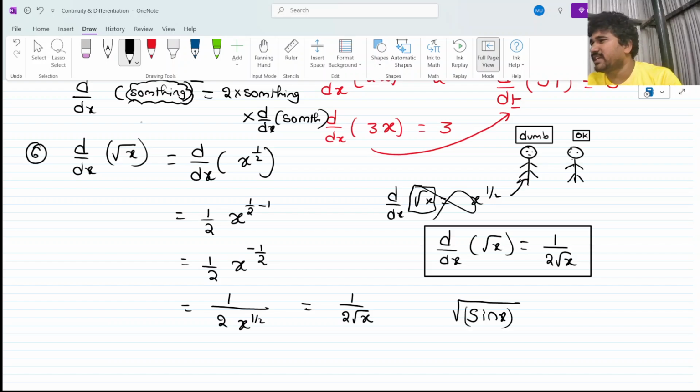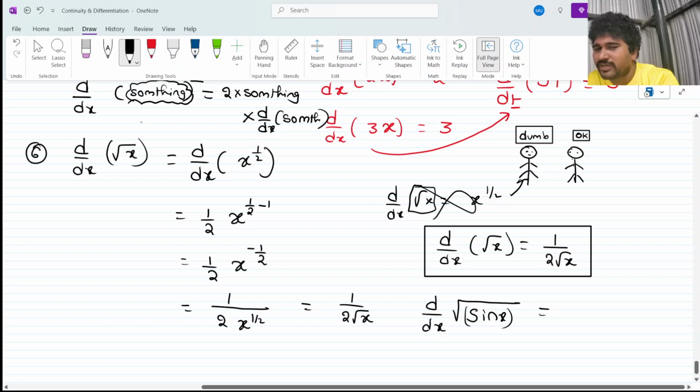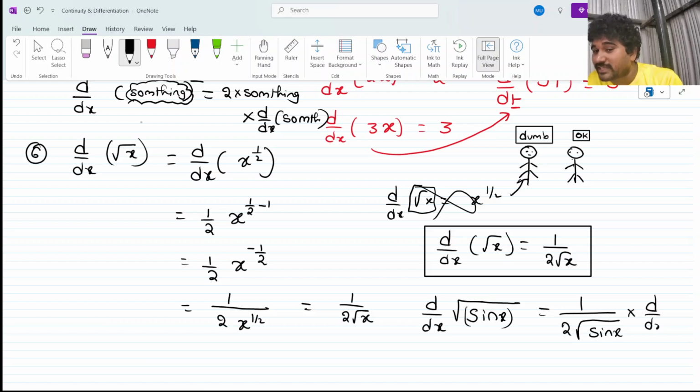Forget about what is inside. It is root of something, right? So then what will its differentiation look like? d by dx of root of something is 1 by 2 root of something. That's it. Then, since you saw it as something, d by dx of something.